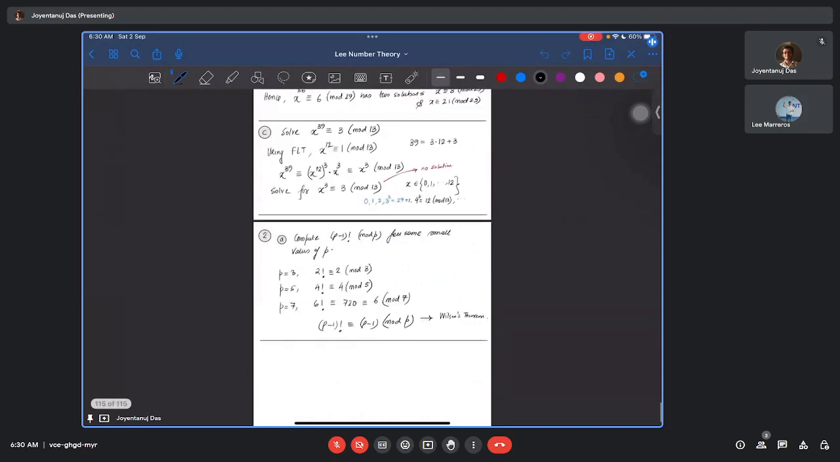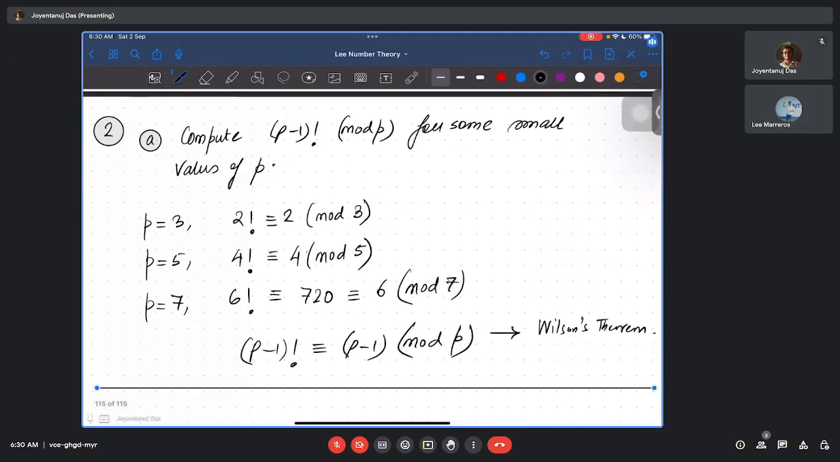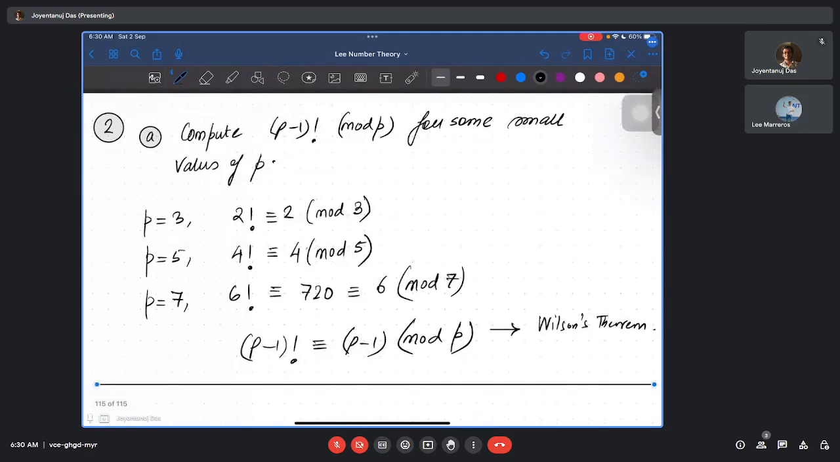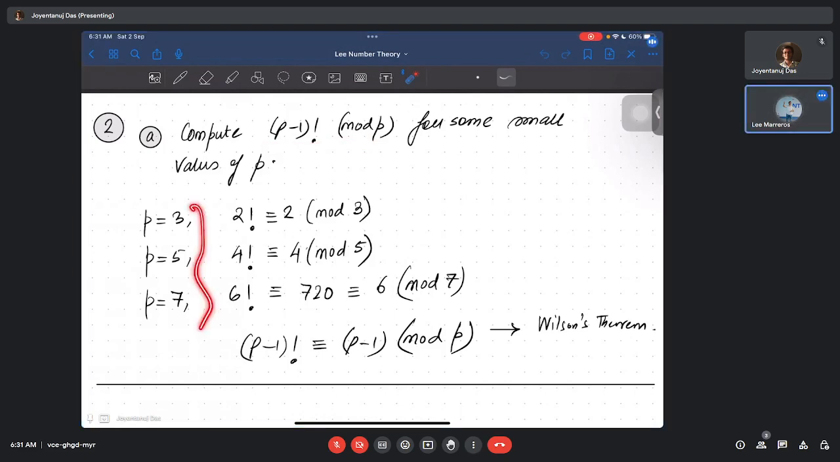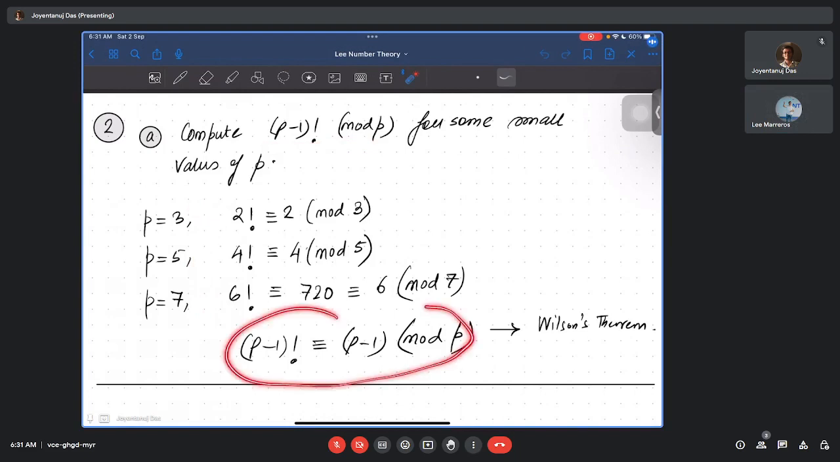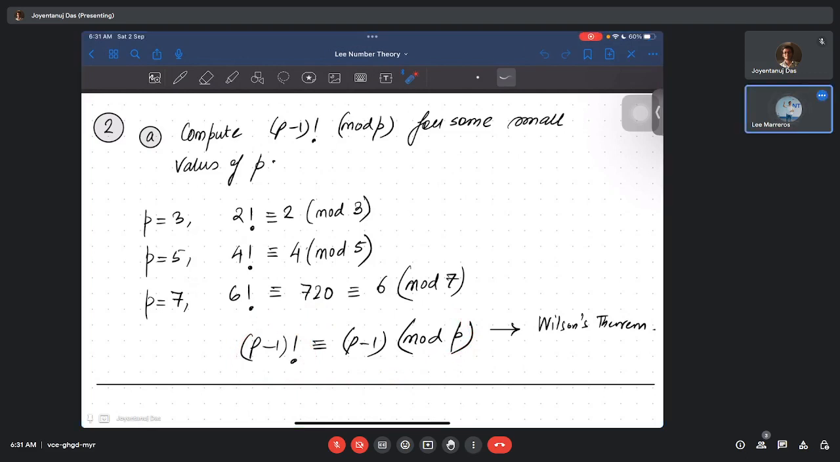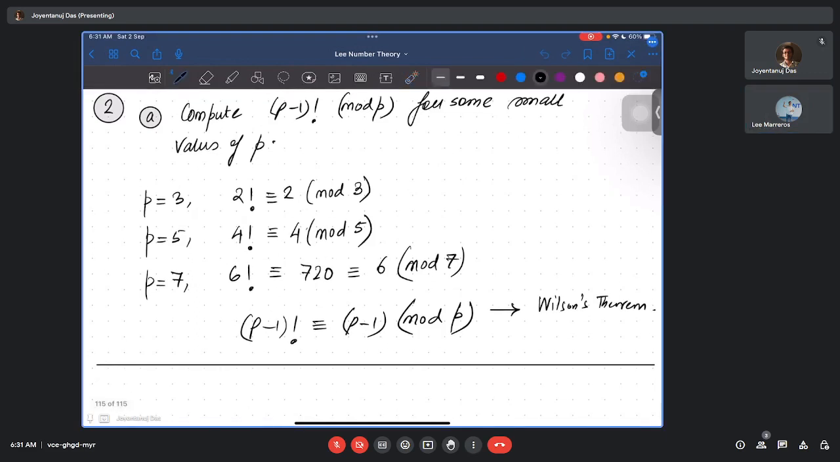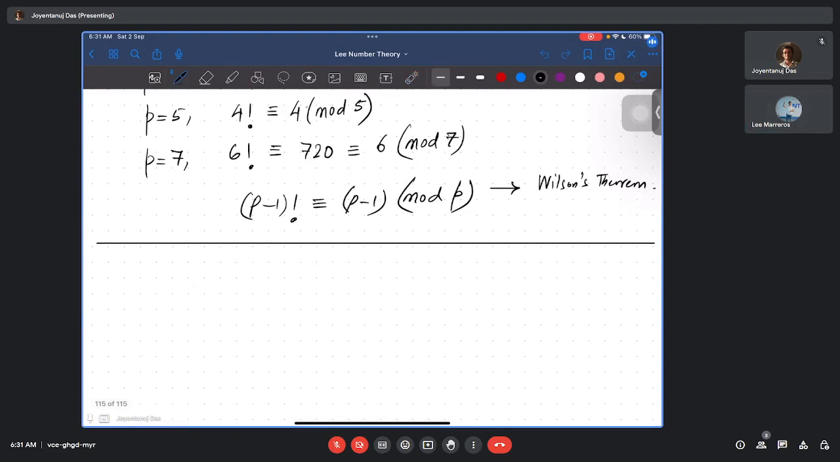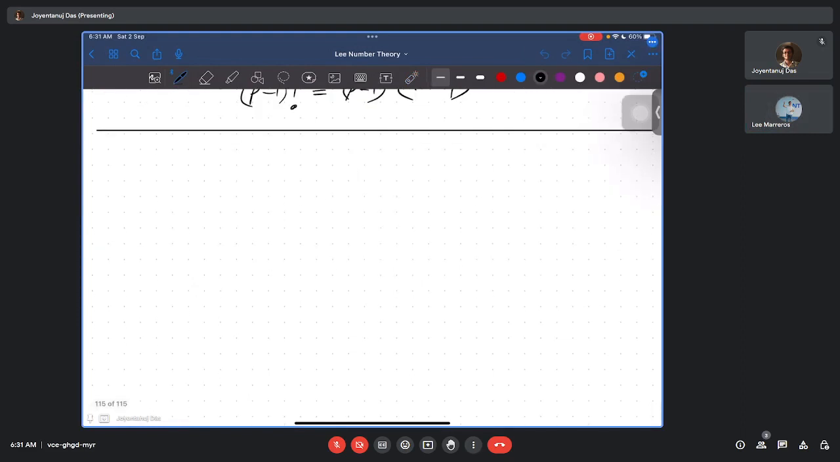So we saw this conjecture we made from the observation of the first few primes: what happens when I take (p minus 1) factorial modulo p? For the first three primes, we guessed that (p minus 1) factorial is nothing but p minus 1 modulo p. So let us try to prove how it is working. That is part B of the same question, to prove it.